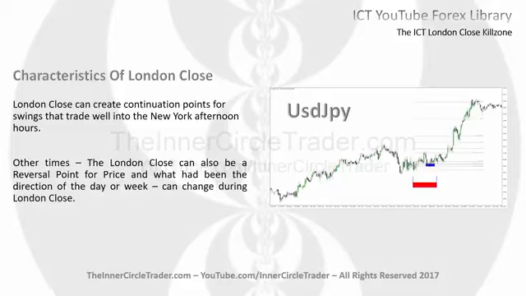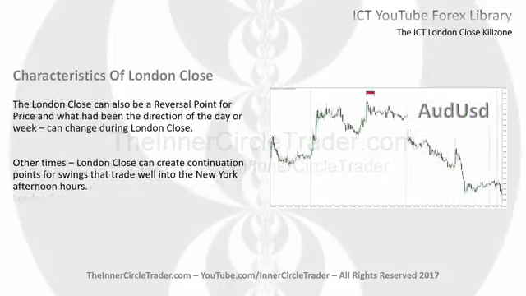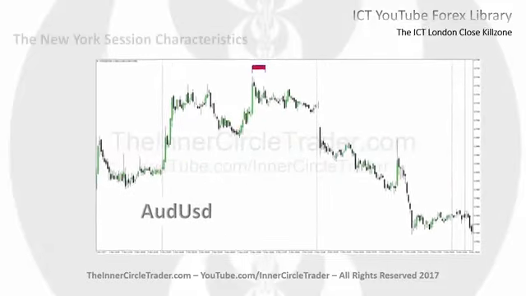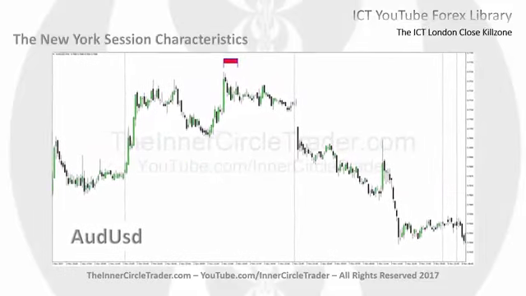And what had been the direction of the day or week can change during the London close. Let's take a look at the example here. You can see in this Aussie dollar chart, we can see that very phenomenon take place. Let's zoom in and take a closer look at what's being shown here. This is a New York and London close overlap.